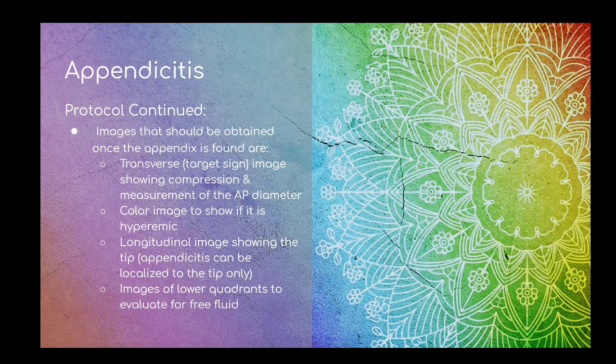Once you do identify where the appendix is, you want to make sure that you are, again, getting really good images, showing the radiologist what you are seeing. They may want to come in and scan as well, so don't let your patient go, especially if you think you have a positive one.